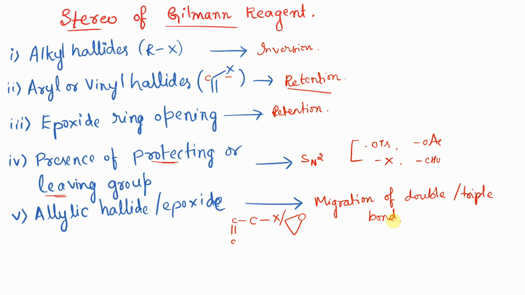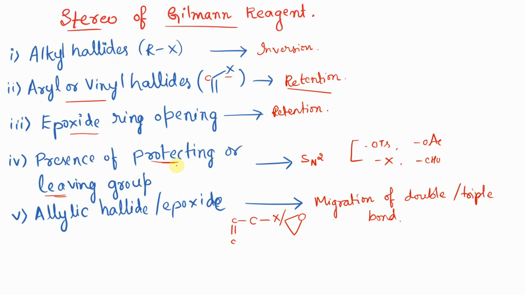So these are the simple processes where the Gilman reagent acts on the stereochemistry of a given reagent. First, when they are treated with alkyl halide, they carry out inversion in the configuration. When they are treated with aryl or vinyl halides, they carry out retention in configuration, similar to the epoxide ring opening also.